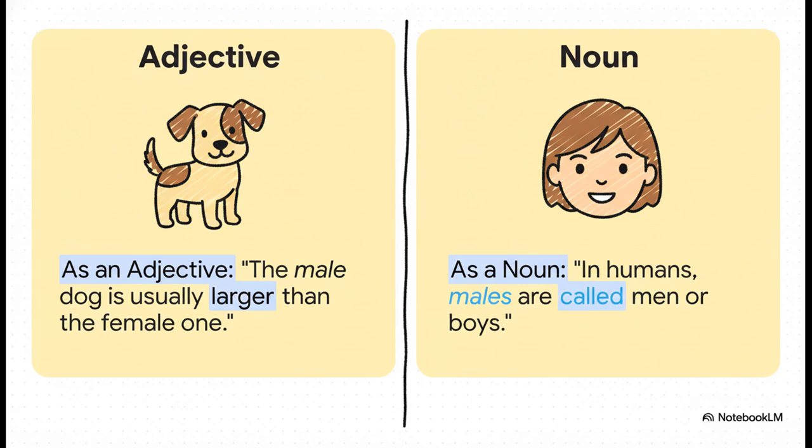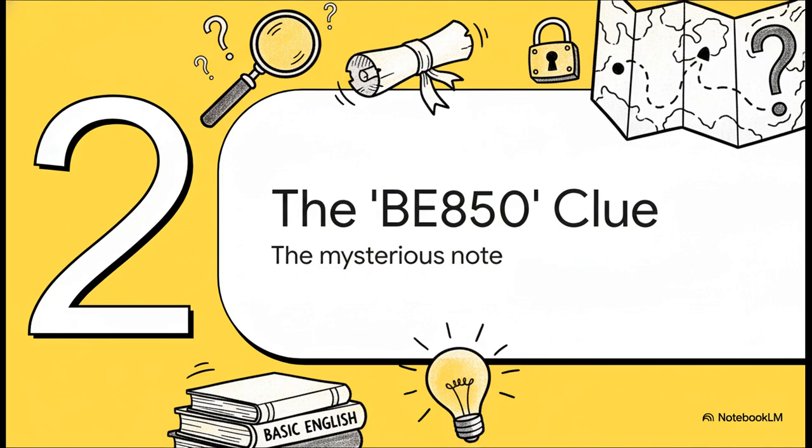Over on the left, male is describing the dog, so boom, it's an adjective. But on the right, males is the subject of the sentence, talking directly about people. So the main thing to get here is that this one little word can do two pretty different jobs. Okay, so we've examined our evidence. Now that we've got a handle on the word itself, we're ready to tackle the big question.